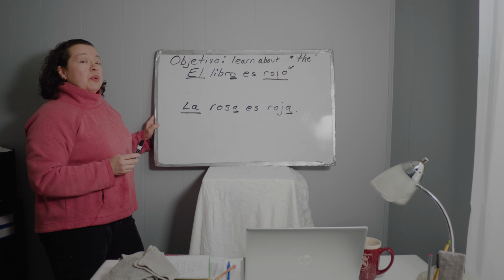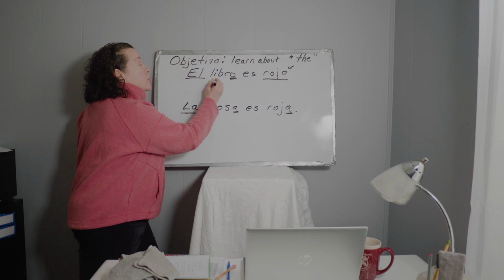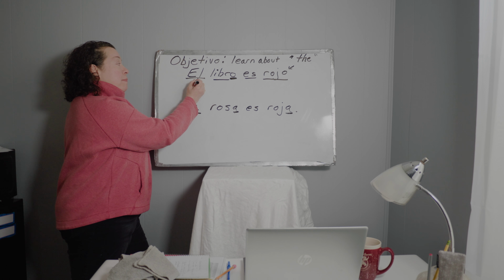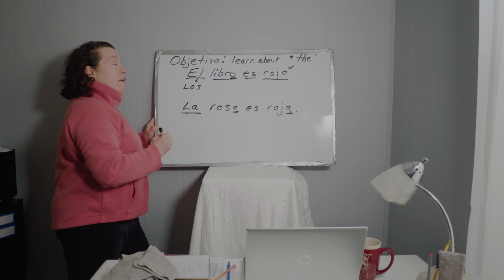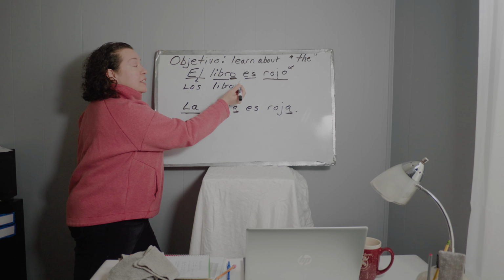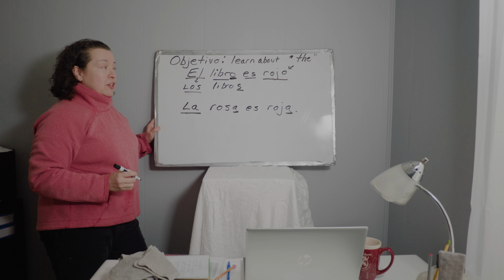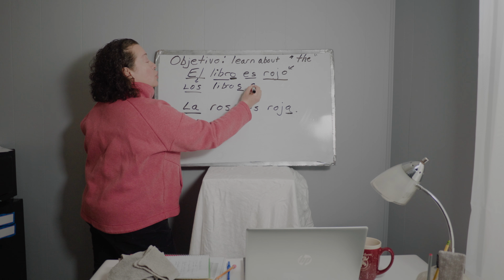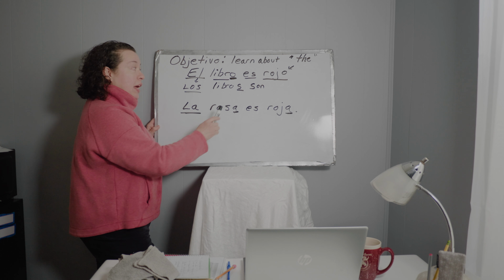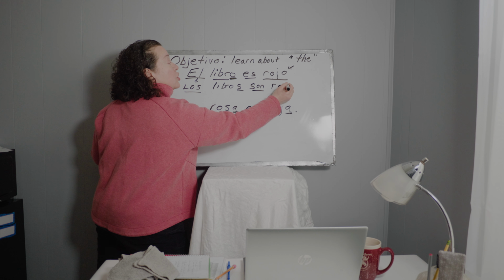Now, how do we make these two sentences plural? Well, all these words will change when you make the sentence plural. El becomes los for the. Libro, you will add an S to, as you would in English, books. So these two have changed. Es becomes son, which is are, because you don't want to say the books is red. You say are red, son. And even the adjective changes at the end.